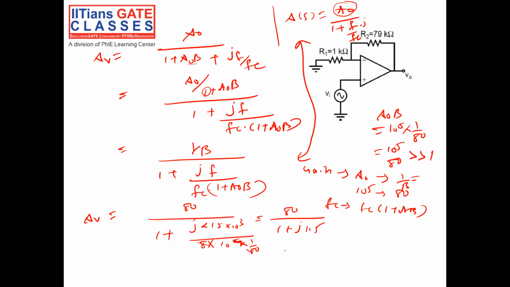So the magnitude of Av will be equal to 80 by root over of 1 square plus 1.5 whole square. Let us calculate: 80 divided by root of 1 square plus 1.5 square is equal to 44.37, which is the answer. See how easy it is.